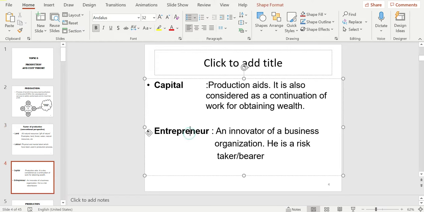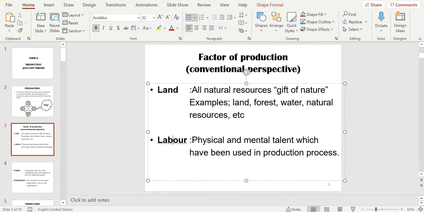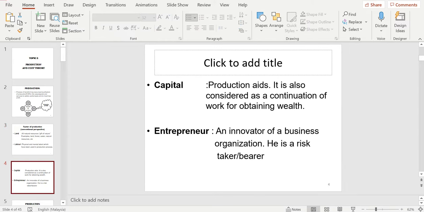Entrepreneur is also human, labor is also human, tapi senang cerita untuk senang you faham, labor means employee, pekerja, while entrepreneur adalah employer. Not everybody can become an entrepreneur. Most of us is an employee. That's why we work for others. We don't perform our own business because we don't have that specific knowledge as an entrepreneur to produce our own goods and services, to perform our own business. So not everybody can be an entrepreneur.